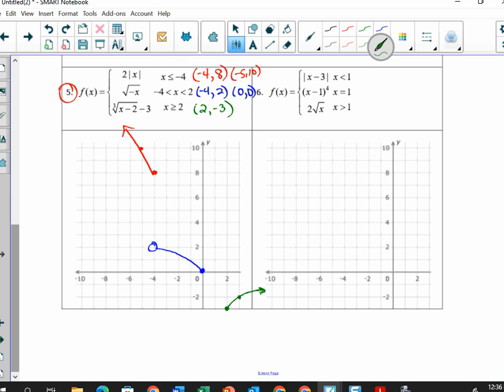Guys, that third piece that I did in green, the cubic graph, remember, it looks like that shape. We are only graphing this piece of it, though. All right, guys, look at 5. What questions do you have on 5?